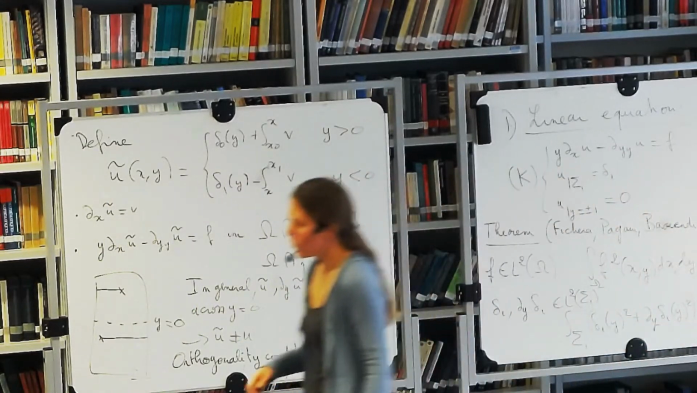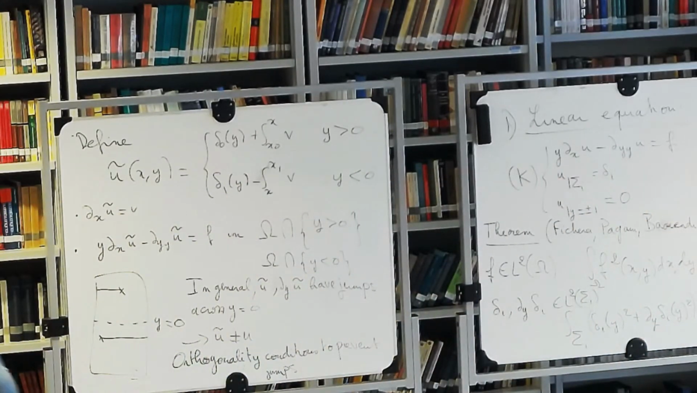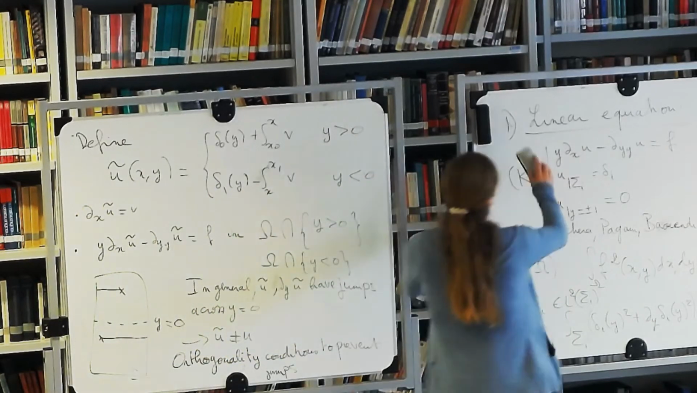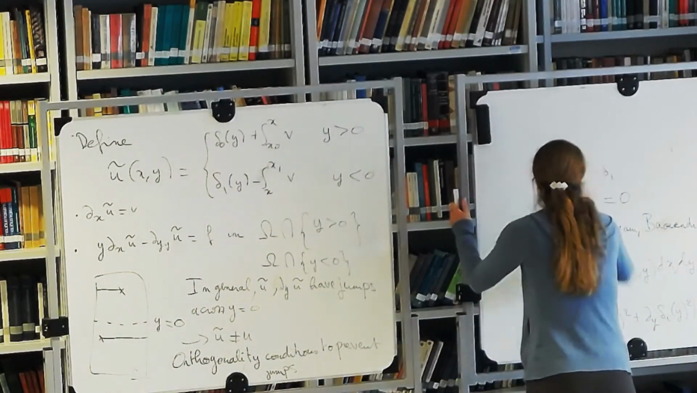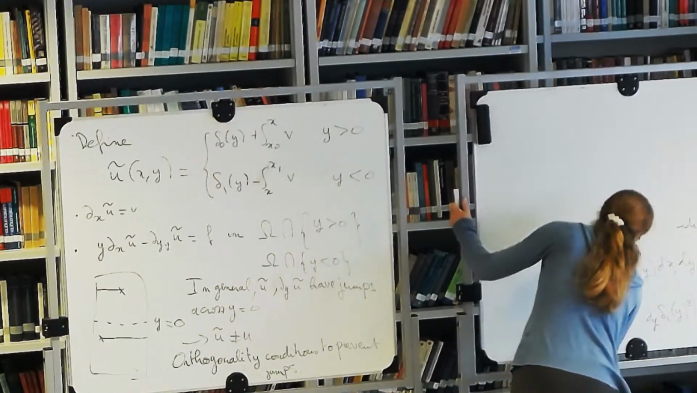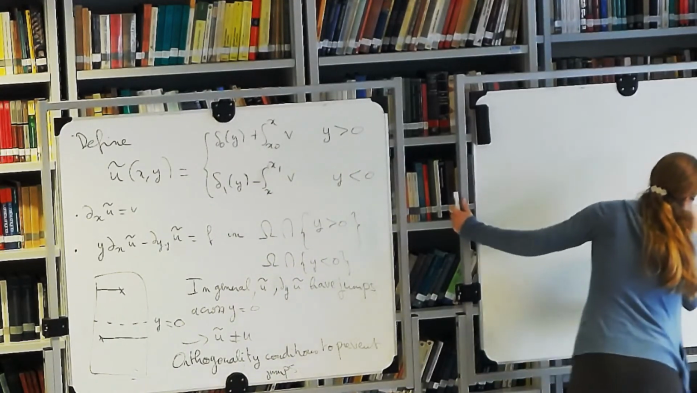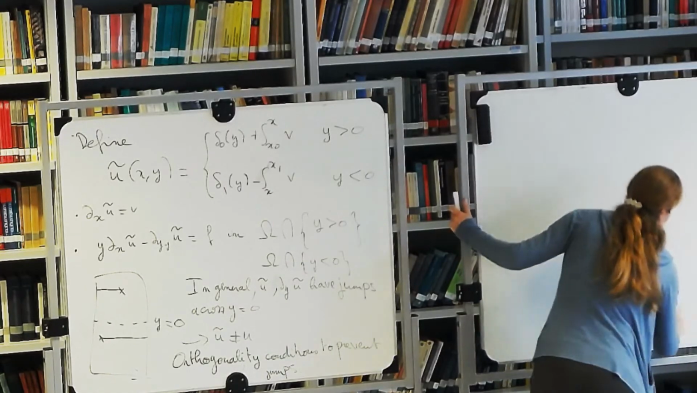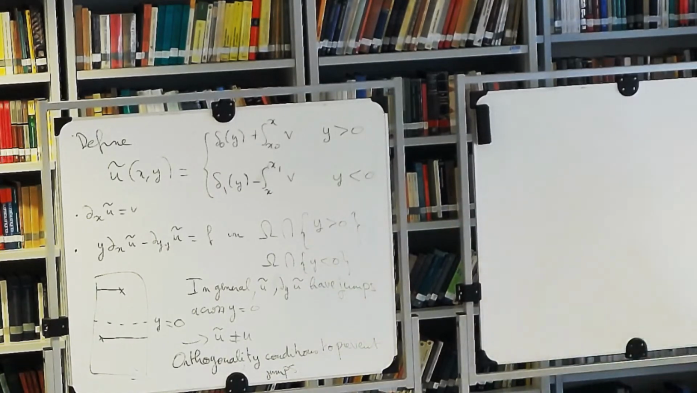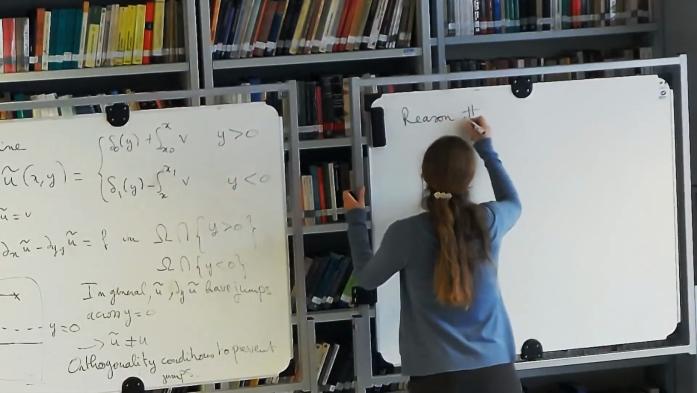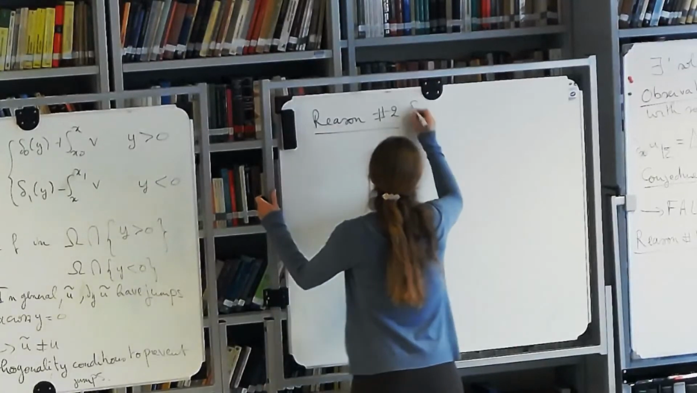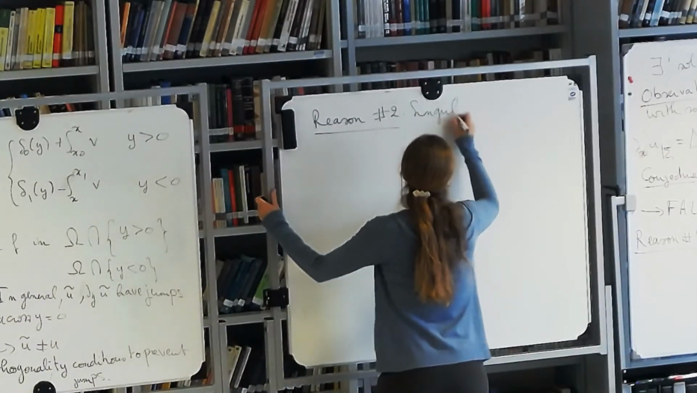Another way is to look at actually some potential singularities of your equation close to the points xi 0. So the reason number 2 is to look for singularities.